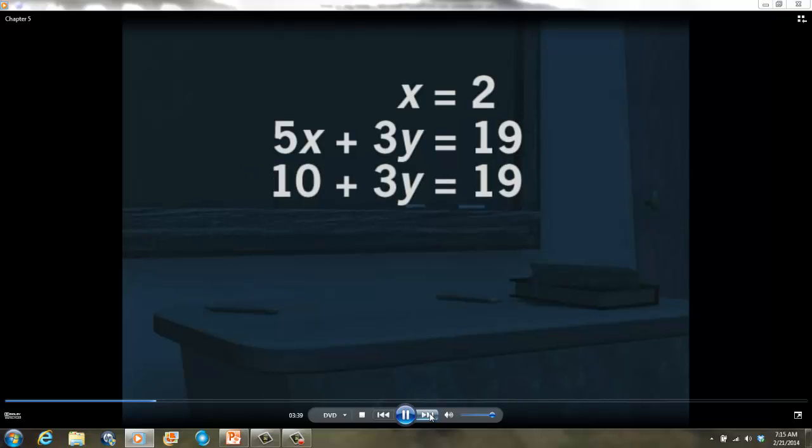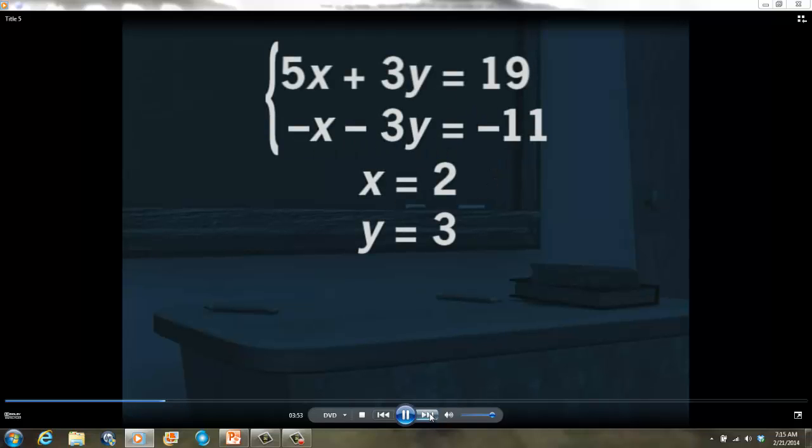That gives us 10 plus 3y is equal to 19. Subtract 10 from both sides of the equation. That gives us 3y is equal to 9. So y is equal to 3. Okay. What is the solution to this system of equations? The solution is the ordered pair (2, 3).